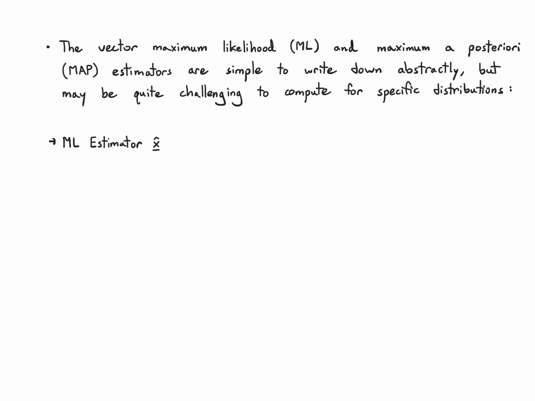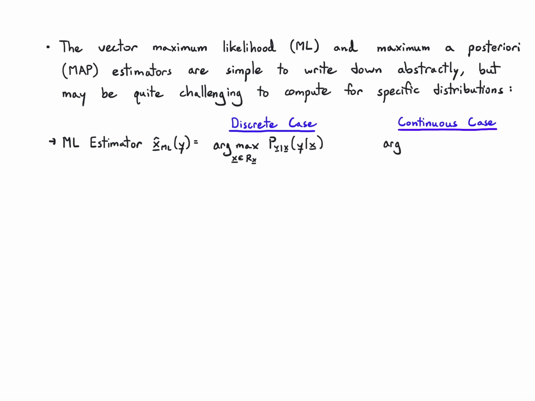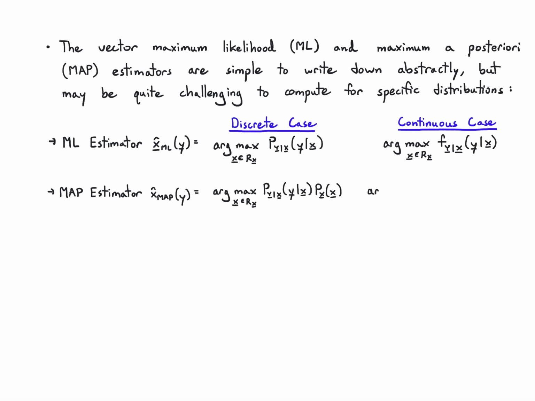So the ML estimator, x hat ML, is going to be, in the discrete case, the argmax, and in the continuous case, the argmax. In the discrete case, I have a conditional PMF, and I'm looking for the x vector that maximizes that. In the continuous case, I have a conditional PDF, and I'm looking for the x vector. The MAP case is the same, except I'm going to add in the prior. So in the discrete case, I add in the prior of x, p of x vector, and in the continuous case, I add in the PDF of x, so PDF of x vector. And I do the same argmax.